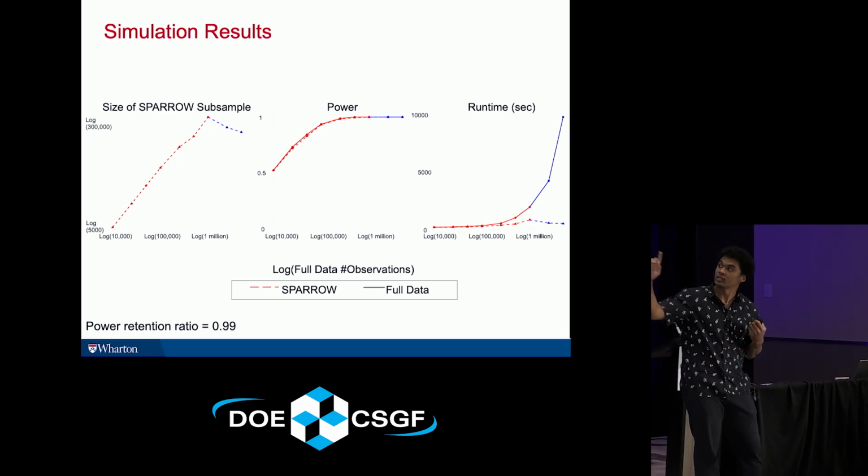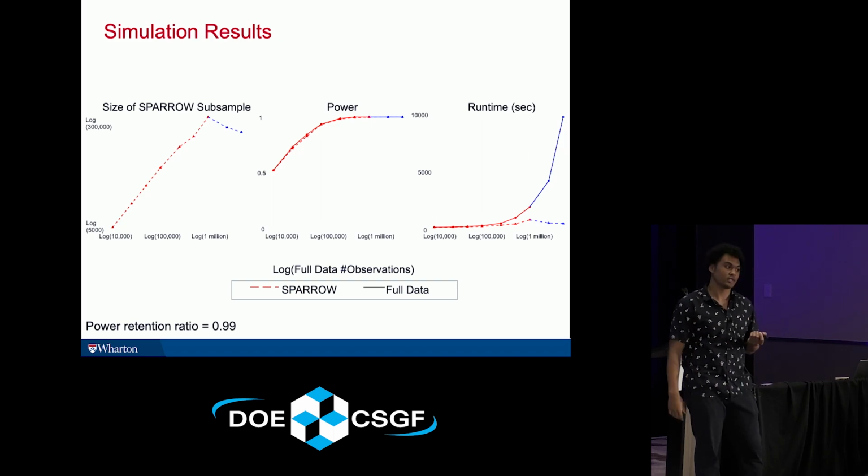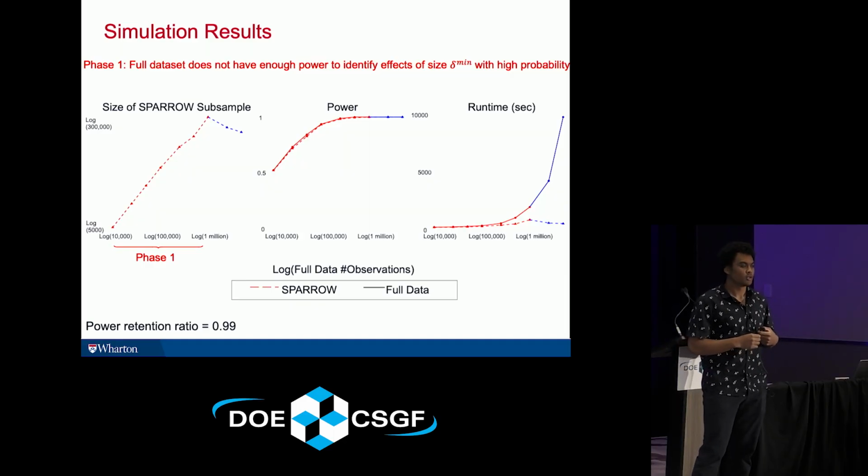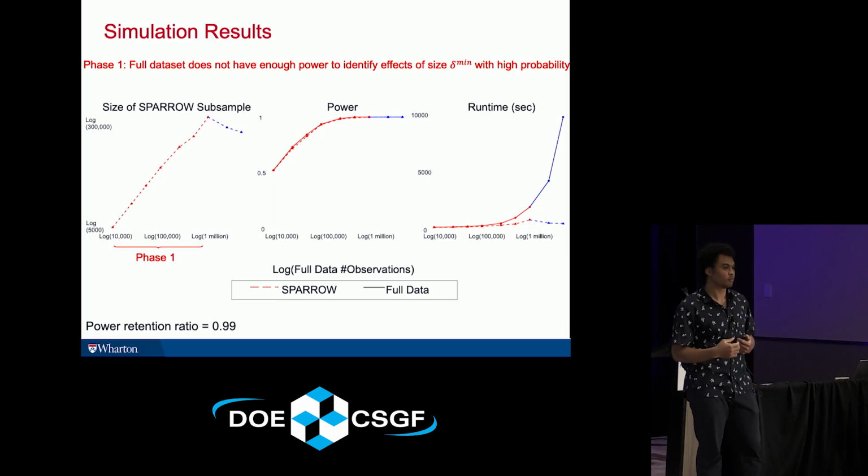But we also see that the size of the SPARROW subsample actually decreases after a certain point. And the reason why is that you can really divide the algorithm into two distinct phases based on n. The first is phase 1, where in your full data set there aren't enough data points to accurately detect effect size of size delta min with probability essentially 1. And so in this phase, adding more data is really important because it increases your power. And so we see here that the size of the SPARROW subsample increases linearly with the size of your full data set.